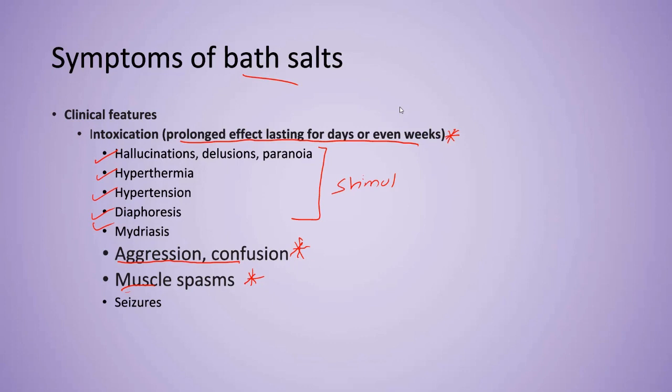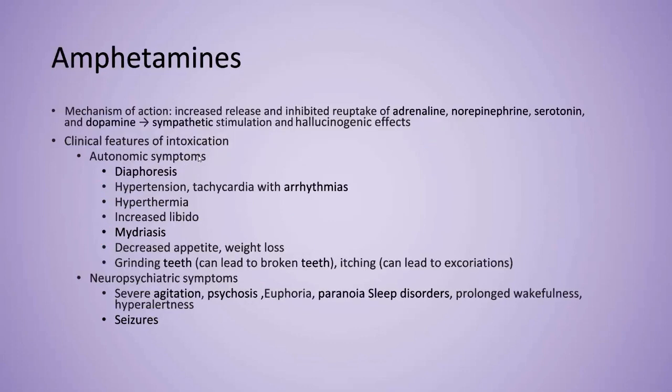The distinguishing features are that they have a prolonged or long-lasting effect. The patients tend to be more aggressive, and you can have muscle spasms. So these are 2 or 3 distinguishing features which they will definitely mention in the question. They'll never give you a question with these 3 and tell you which one is it. That would be too difficult to distinguish. Okay, so I'm gonna go ahead now. So now we're gonna go on to amphetamines.